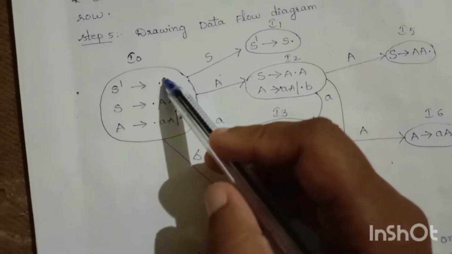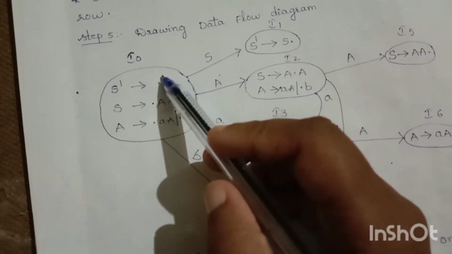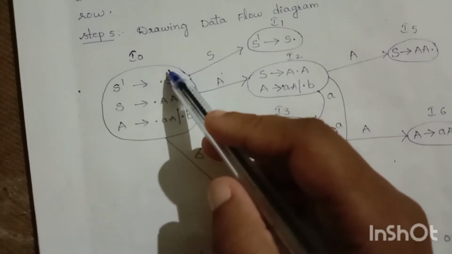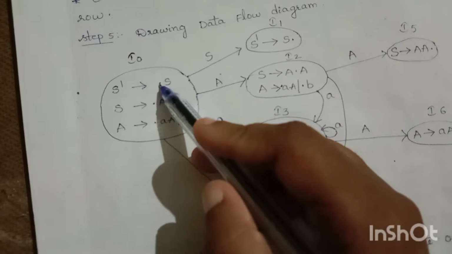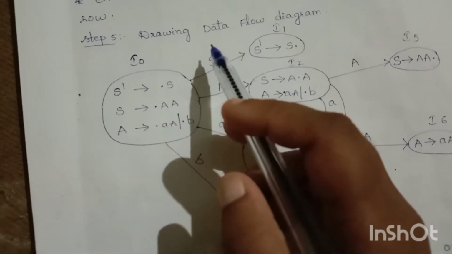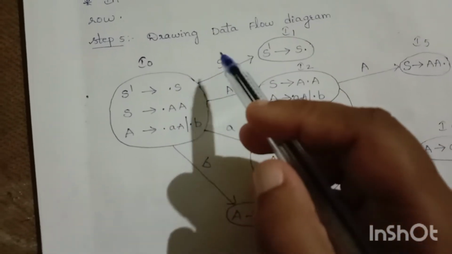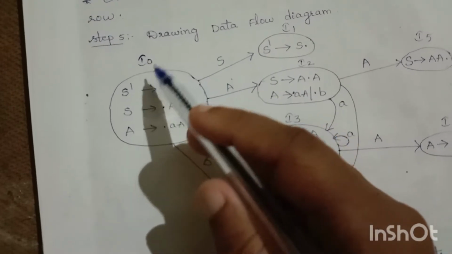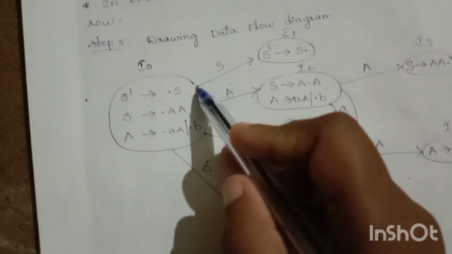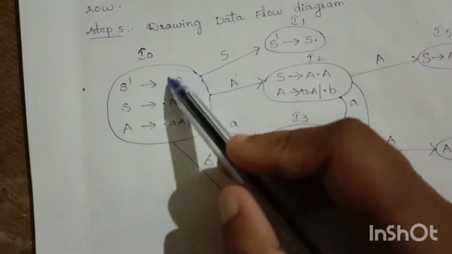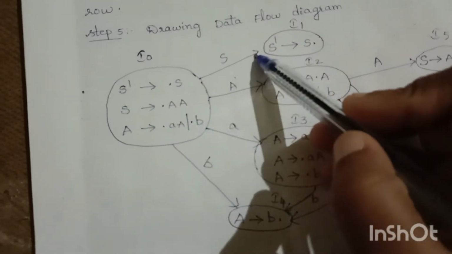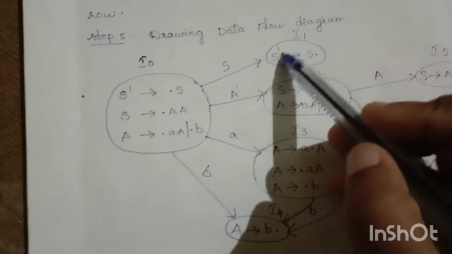Here the dot is placed before the starting symbol of the right hand side of the production. So in this data flow diagram, we need to move this dot toward the end of the symbol. Okay, so now on symbol S, so this can be reduced like what?